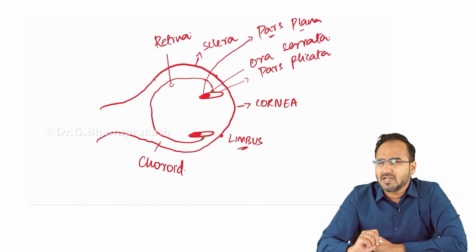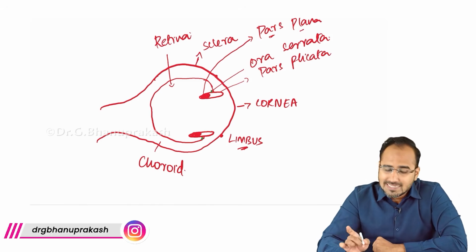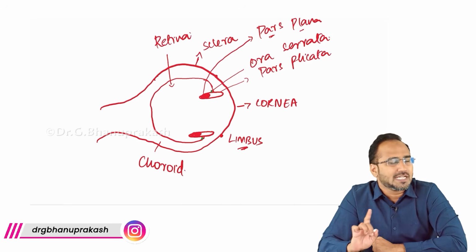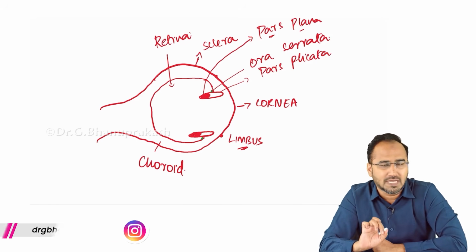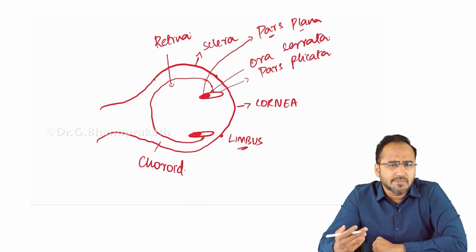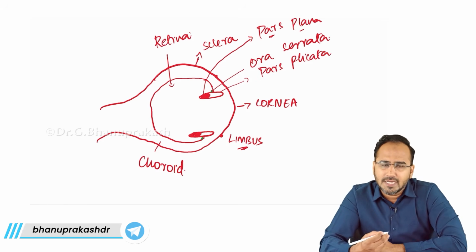Now there might be a bit of confusion. Sir, plana means plain? No. Pars plana is a pigmented part. Even though the name is plana, you have to remember that it's not a plain part of the ciliary body. It's a pigmented part of the ciliary body. Okay? We'll come to the function of the ciliary body later. We are discussing the anatomy, layer by layer.